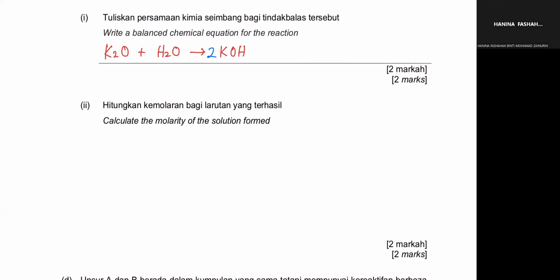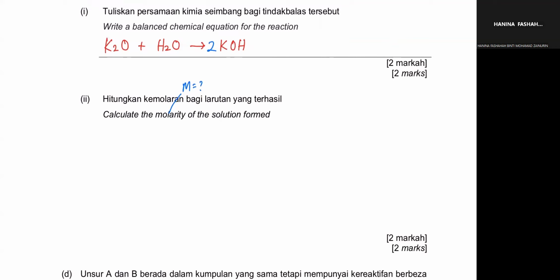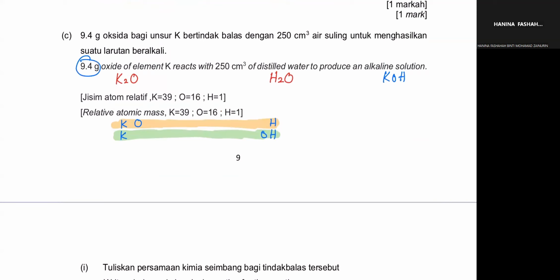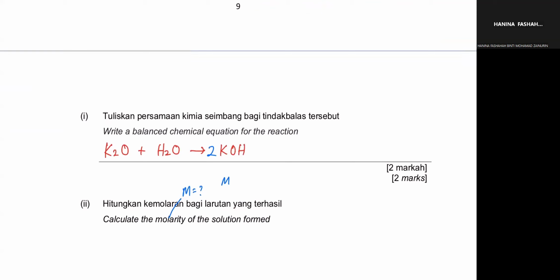This one is related to number of moles. So, molarity of the solution formed. First of all, you need to calculate the molarity of the solution. Molarity of solution means how much KOH is formed. So first you need to calculate the K2O. They gave 9.4 gram, so you calculate the number of moles. Because actually M comes from mole equals MV over 1000, but you need to have V and the moles.